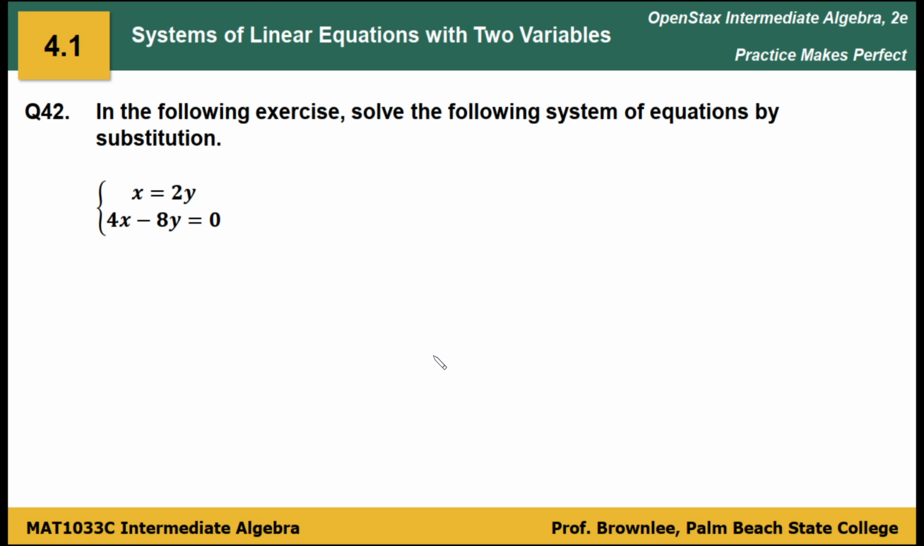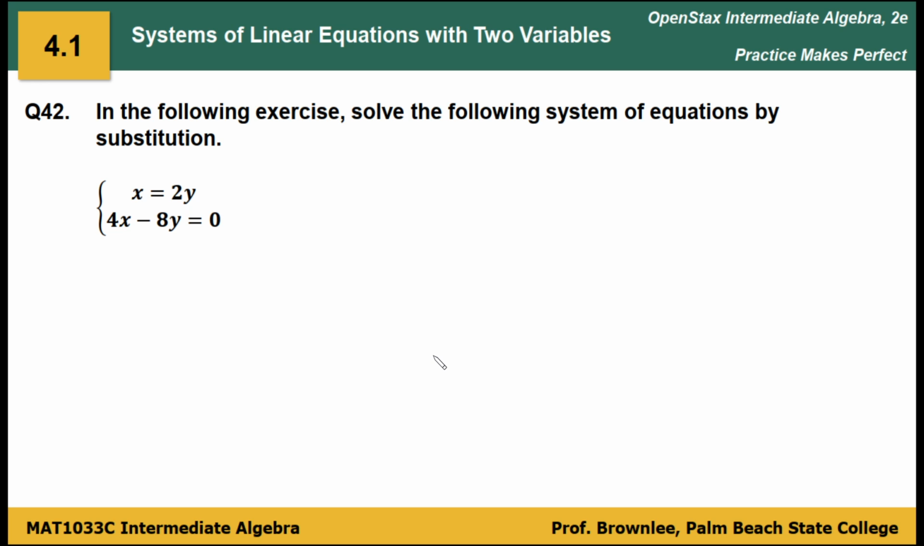42. In the following exercise, solve the following system of equations by substitution. x equals 2y and 4x minus 8y equals 0. And again, what we looked at in the previous video, in the first example of substitution, we discussed asking yourself really two key questions to begin with.